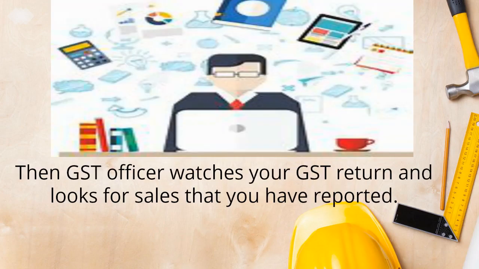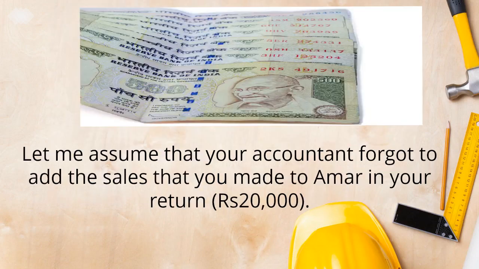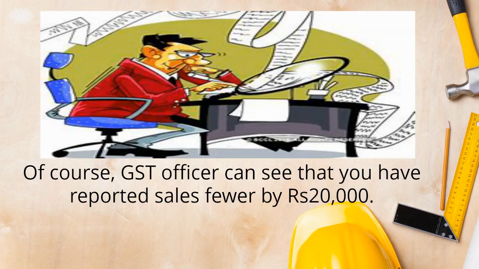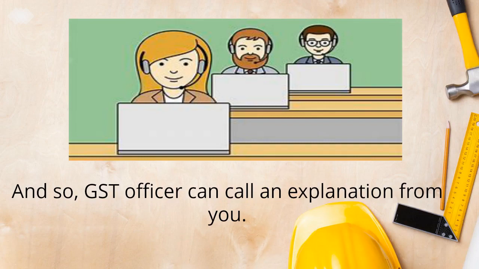Then the GST officer watches your GST return and looks for sales that you have reported. Let me assume that your accountant forgot to add the sales that you made to Amar in your return, rupees 20,000, and reported a total sale of rupees 70,000. Of course, the GST officer can see that you have reported sales fewer by rupees 20,000, and so the GST officer can call for an explanation from you.